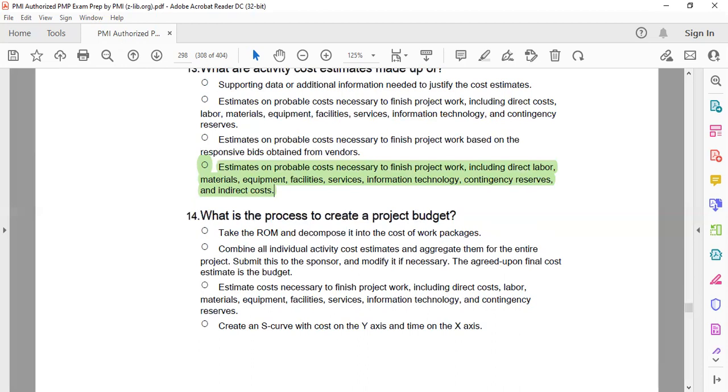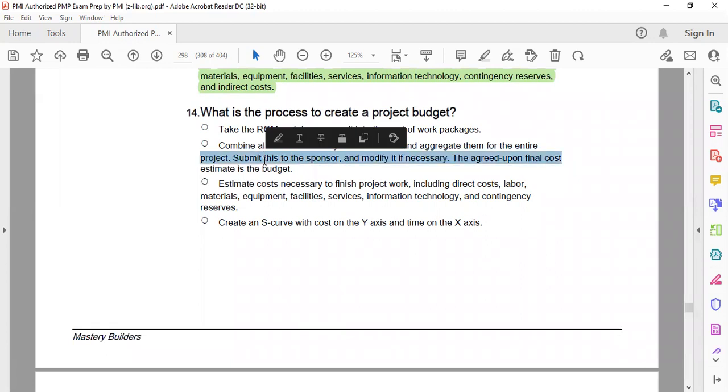Usman, yes. Small, yes. Ganesh, no. Yes, Ganesh, good. The agreed upon final cost estimate is the budget. Very good. So B was the answer.